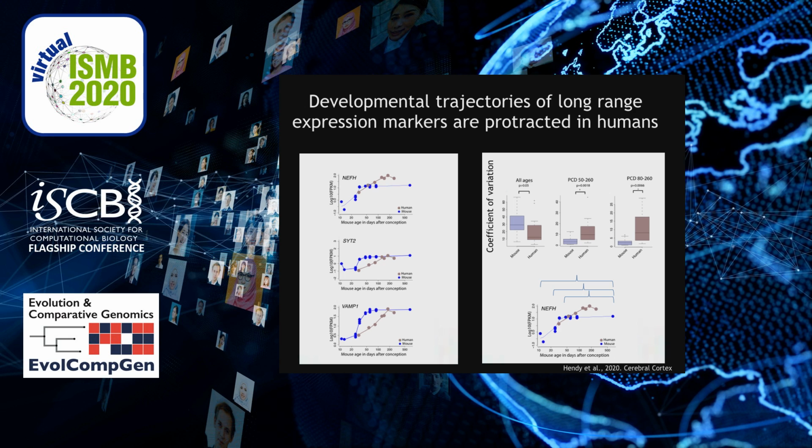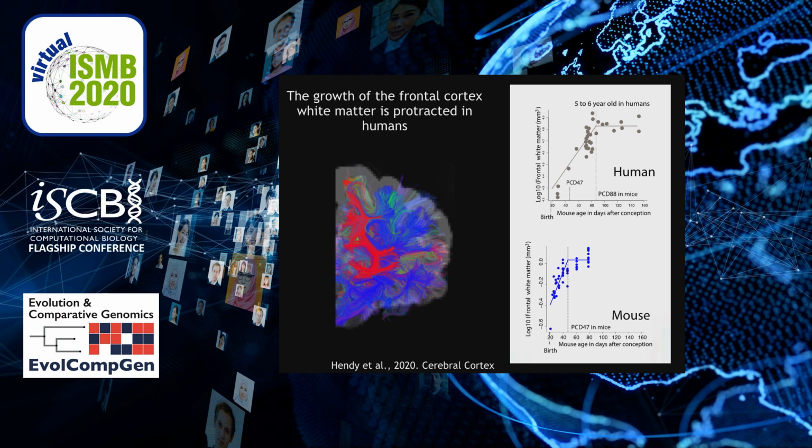So we sought to confirm this with other methods, and we know that the white matter of the cortex houses these axons that are connecting different cortical regions. So we measured the growth of the frontal cortex in humans here on the top panel compared with mice on the bottom panel. Age in human is mapped onto mouse age, and what we see is that the frontal cortex continues to grow for longer in humans than in mice, even after controlling for variation in developmental schedules.